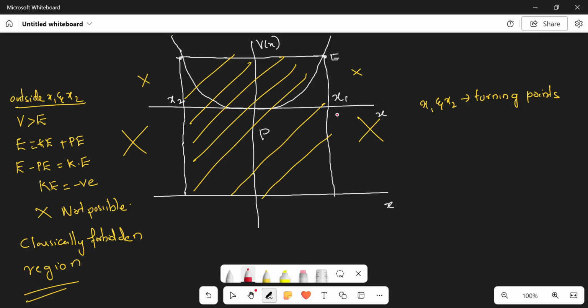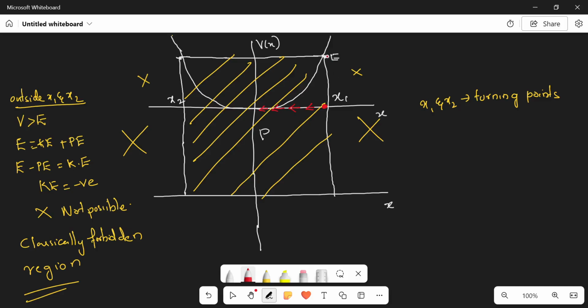Now, to begin with, let us assume that a particle is at x1. That means the particle is at one of the turning points and is moving towards the left, which means it's moving in the negative x direction. As I said in my earlier class, if the particle is moving in the negative x direction, the momentum will be negative, right? Now the particle is clearly moving in the negative x direction.